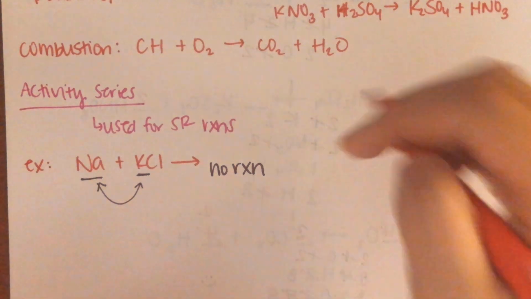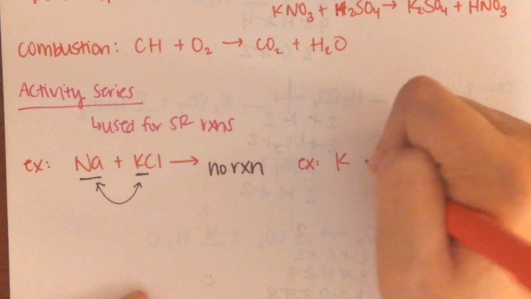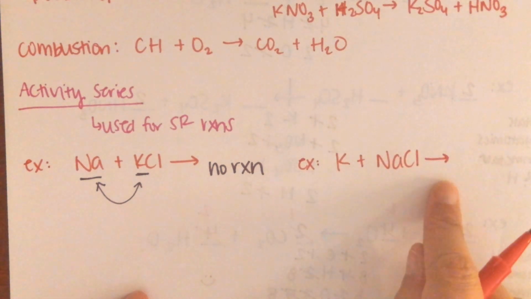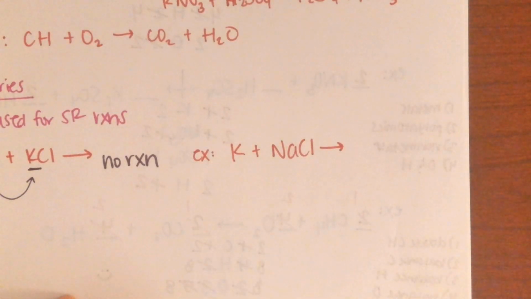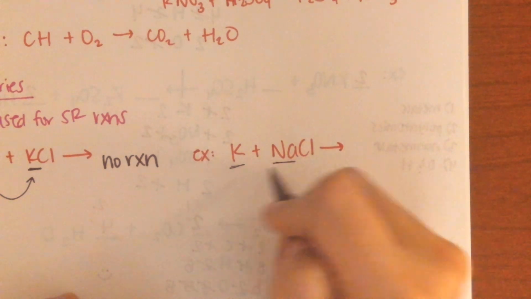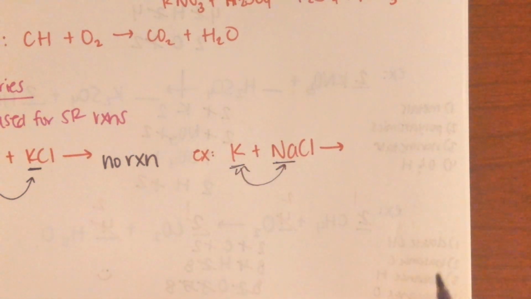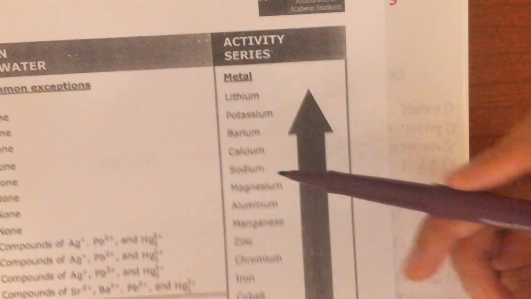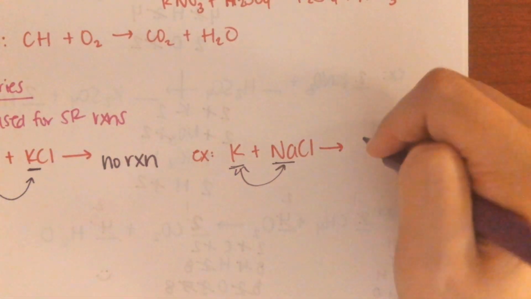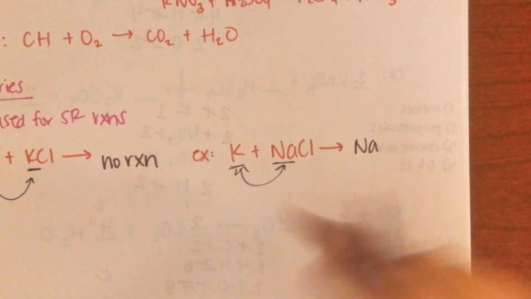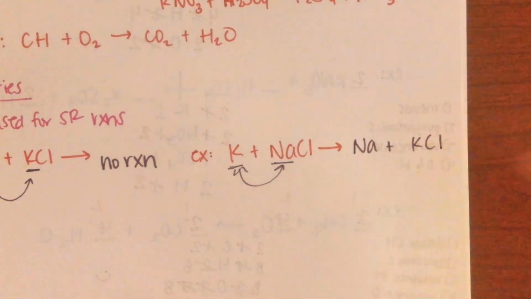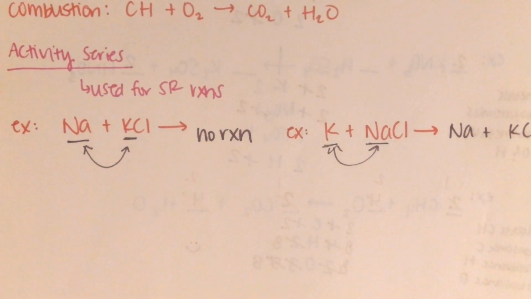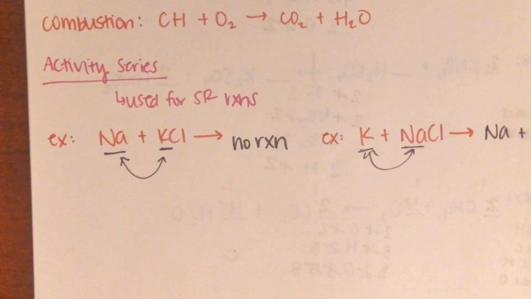However, if you do it the other way around, like K plus NaCl, when you put potassium in salt, you clearly see that potassium is stronger, higher ranked, more active than sodium, so it replaces. That's when sodium is kicked out and potassium takes its place, like so. So that is how you do a single replacement reaction and how to use your activity series.